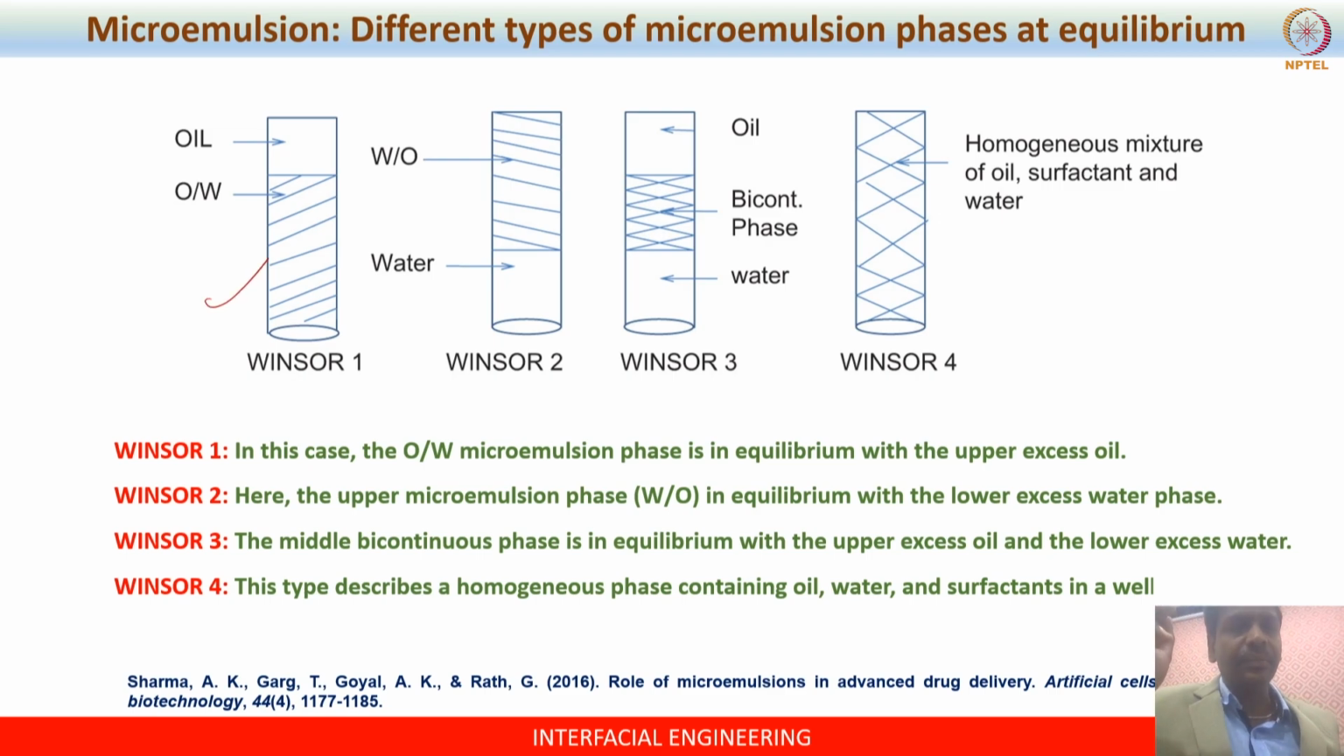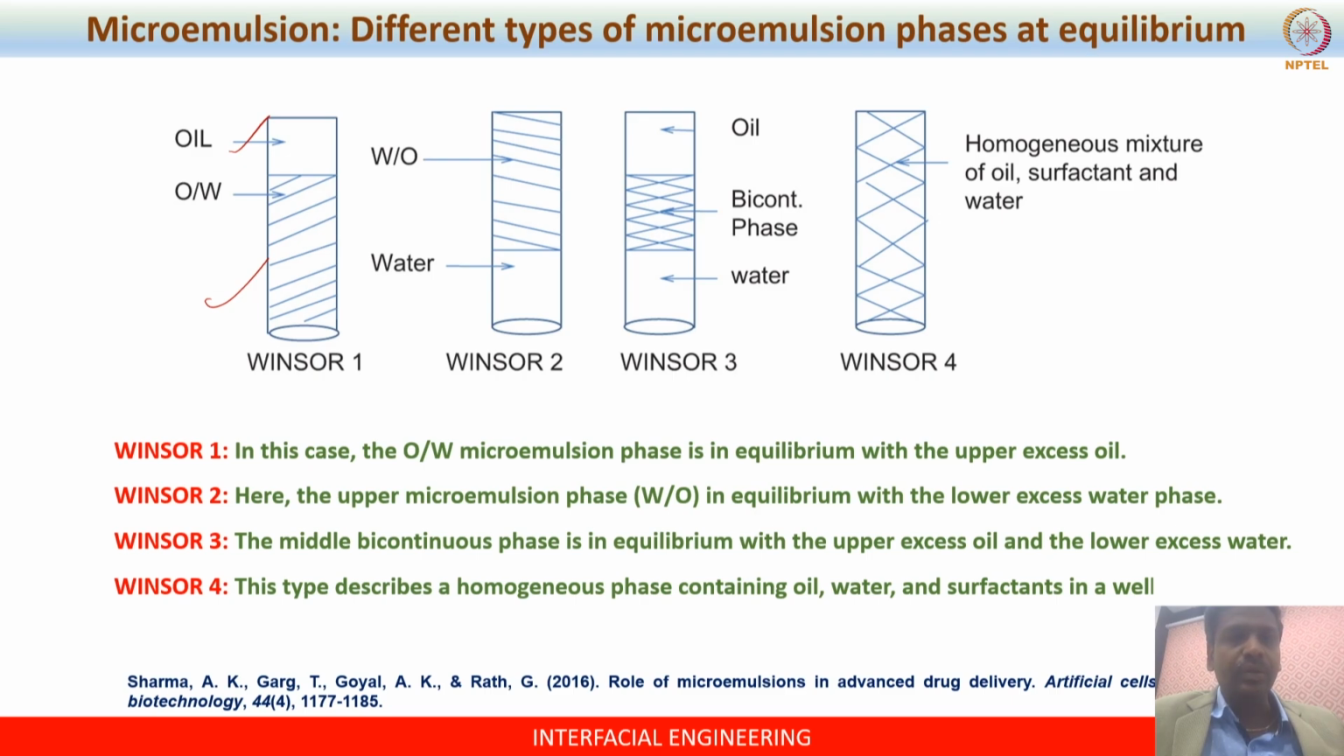In this case, the excess oil is lighter than the water component. In the case of oil in water, water is the heavier component, so the emulsion phase tries to settle at the bottom, whereas the oil, being a lighter component, lies above the emulsion phase. Such an emulsion is called a Winsor one type microemulsion. What it indicates is that the emulsion is not 100%; there is some portion of oil which is not converted into emulsion.